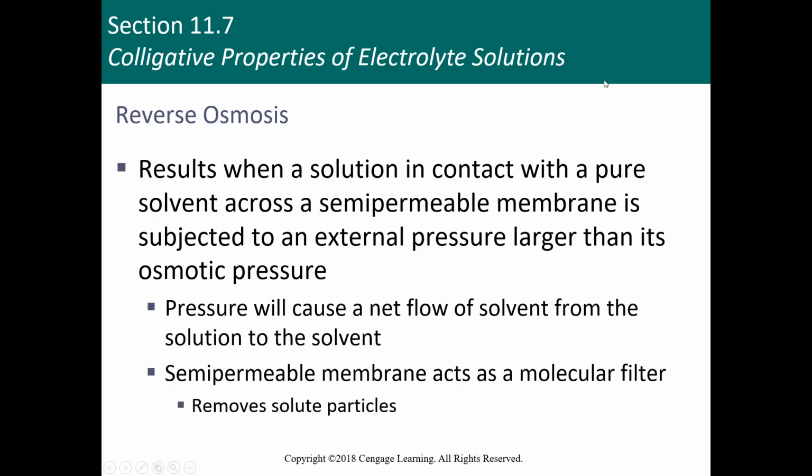All right, so reverse osmosis, this is going to result when a solution in contact with a pure solvent across a semi-permeable membrane is subjected to external pressure larger than the osmotic pressure. And so if you put enough external pressure on this, the pressure will cause a net flow of solvent from the solution to the solvent. It will flow from the higher concentration to the lower concentration under these high pressure conditions.